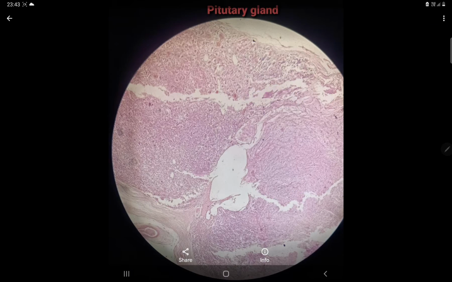This slide is slightly difficult as compared to other slides, so you have to focus in this zone where you can find adenohypophysis, pars intermedia and neurohypophysis. And in pars intermedia you will see these colloid filled cysts. So now I think you can identify pituitary gland and you can elaborate features of pituitary gland.